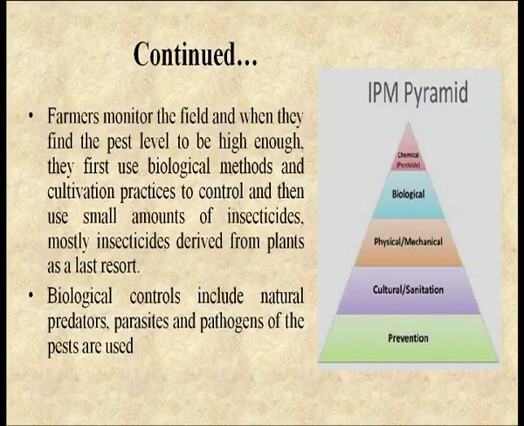Farmers monitor the field, and when they find the pest level to be high enough, they first use biological methods and cultivation practices to control and then use small amounts of insecticides, mostly insecticides derived from plants, as a last resort. Biological controls include natural predators, parasites and pathogens of the pest.